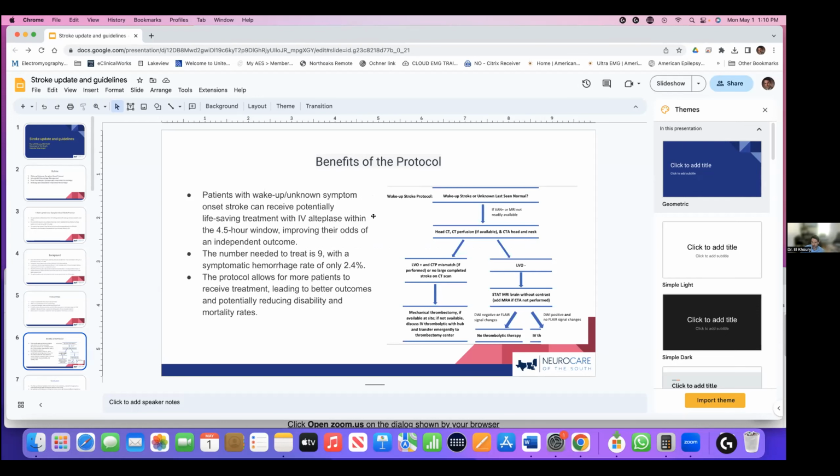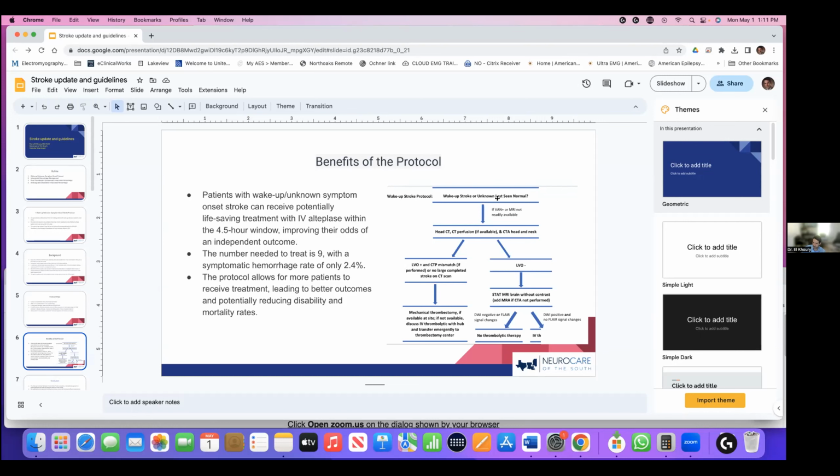A patient with wake-up, unknown symptom onset stroke can receive potentially life-saving treatment with IV alteplase within the 4.5 hour time window, improving the odds of their independent outcome. The number needed to treat is 9, with a symptomatic hemorrhage rate of only 2.4%. This obviously will increase the chances of good outcome and increase the likelihood of the patient getting treated, for patients who were excluded from treatment.